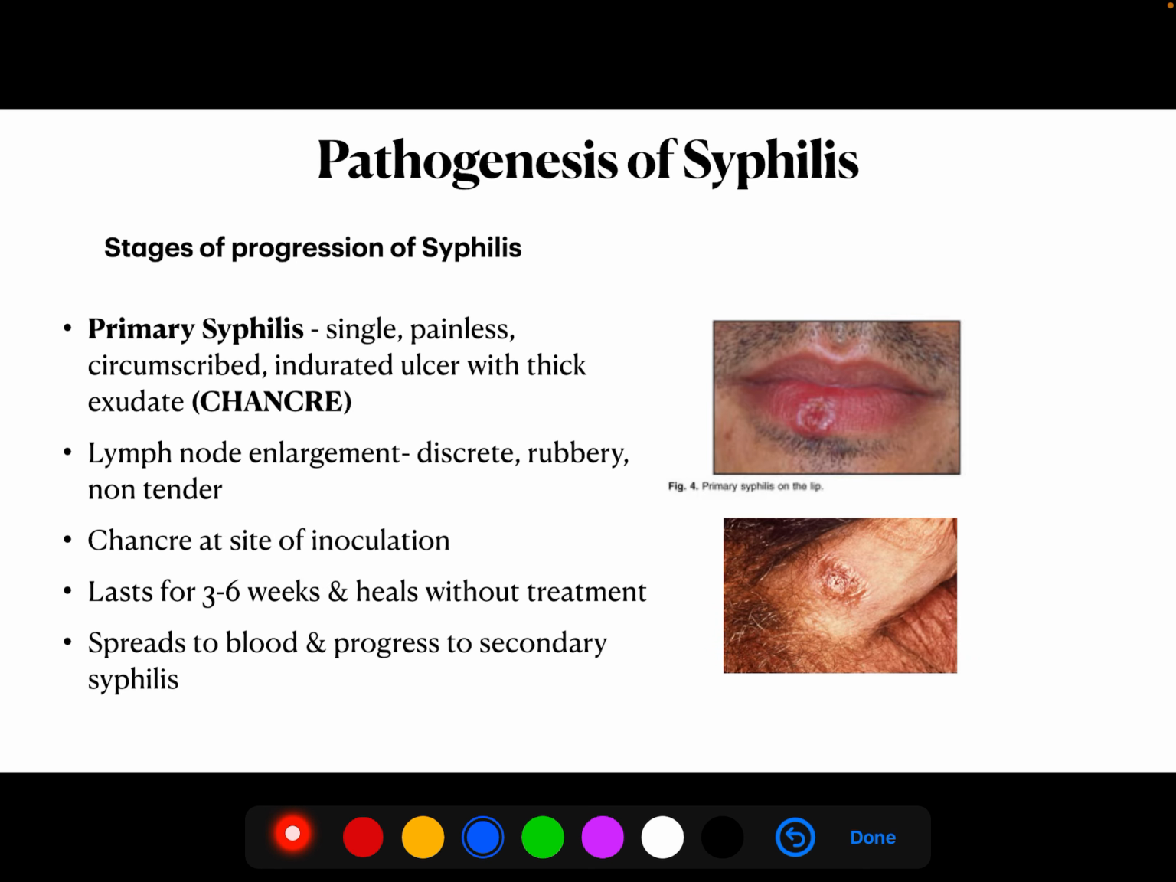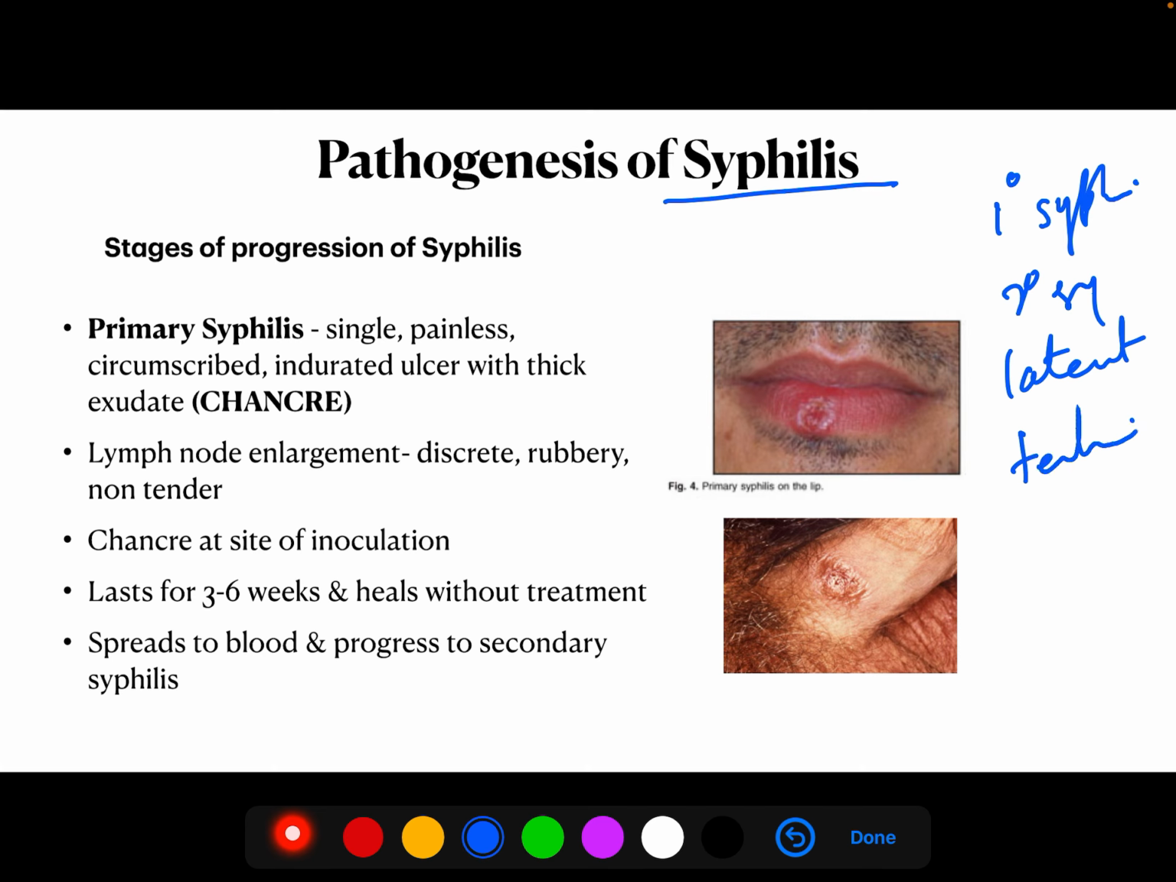Now coming to the pathogenesis of syphilis. Syphilis progresses through different stages, which include primary syphilis, secondary syphilis, then latent syphilis, which is followed by tertiary syphilis. This tertiary syphilis is mainly responsible for the fatal condition.